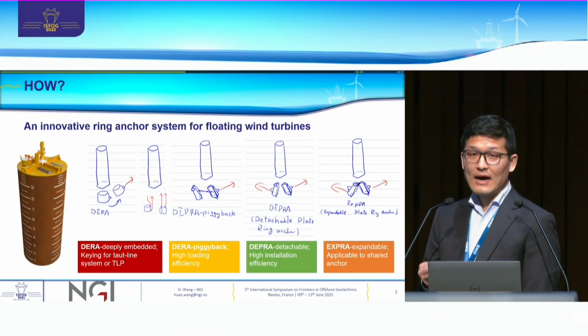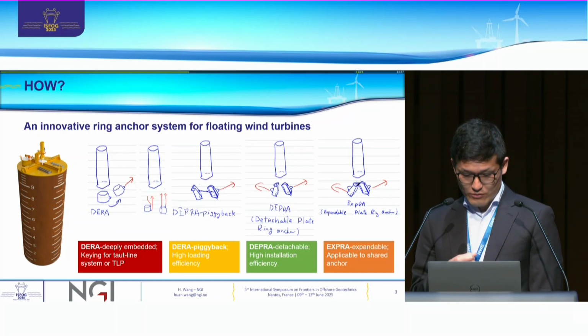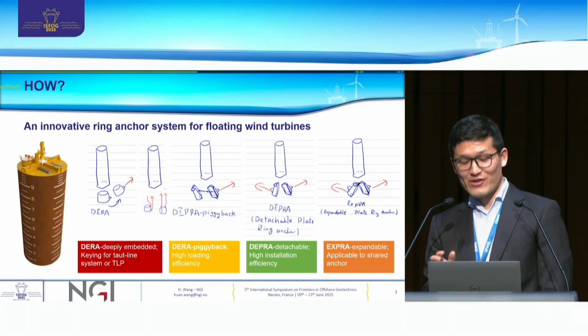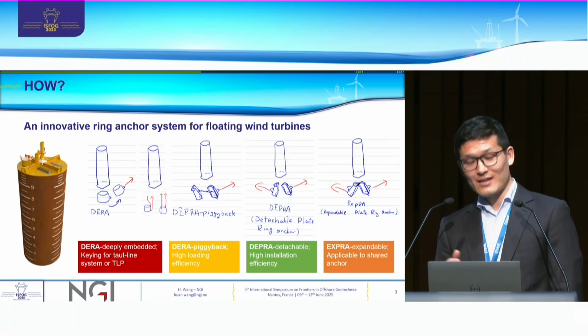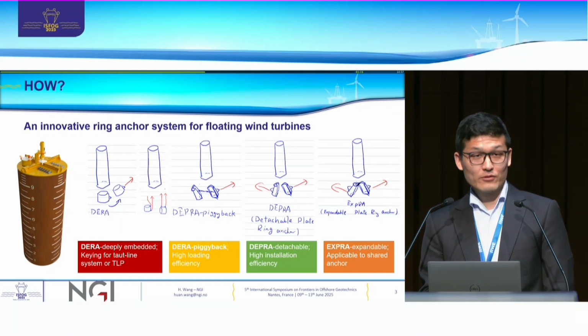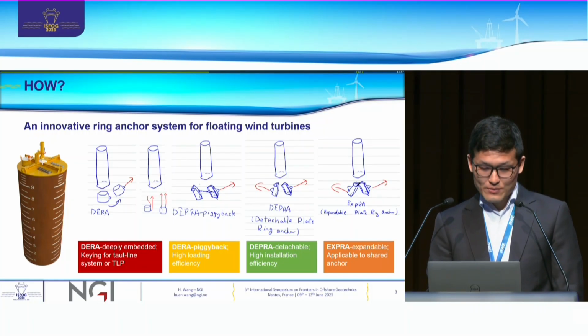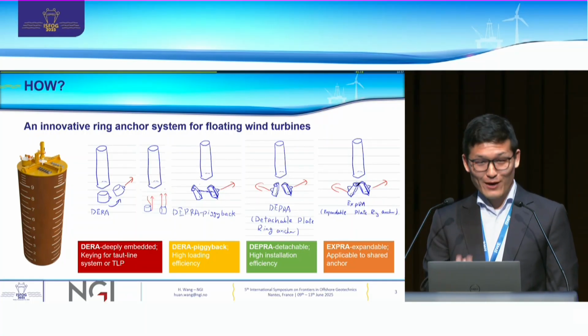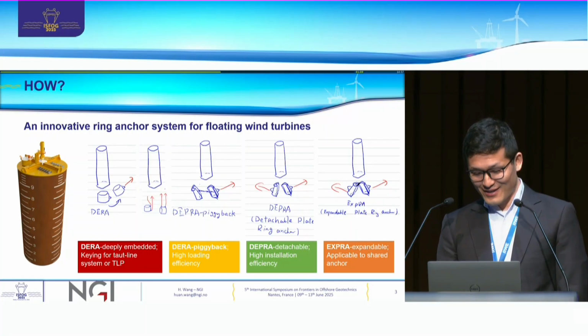With different ideas or different requirements, we have brainstormed many different configurations to satisfy different needs, for example, the floater type. And in this presentation, I'm mainly focusing on this. We call it DARA. We name our babies. So it's the deeply embedded ring anchor.